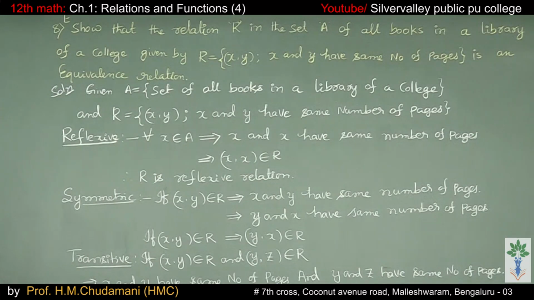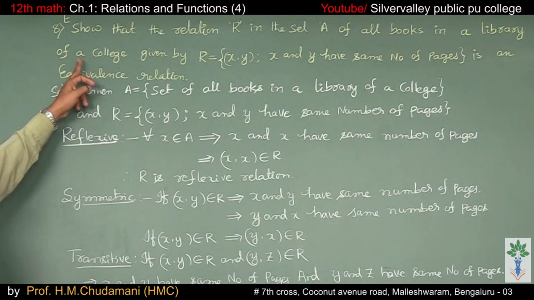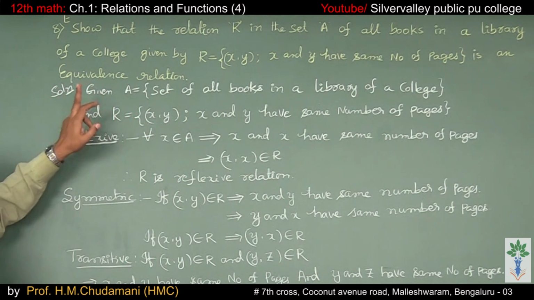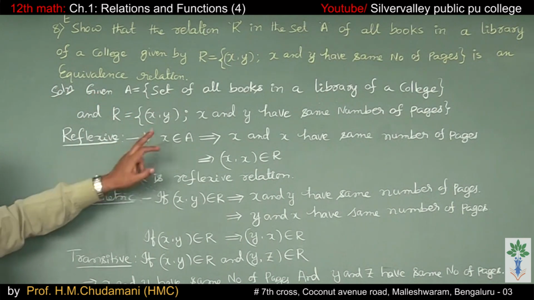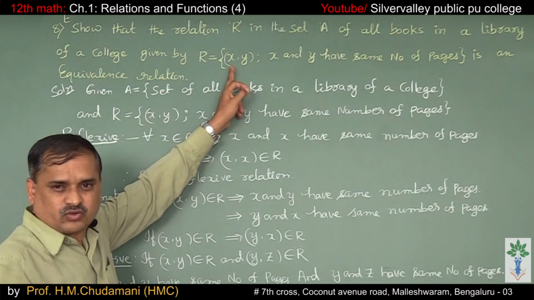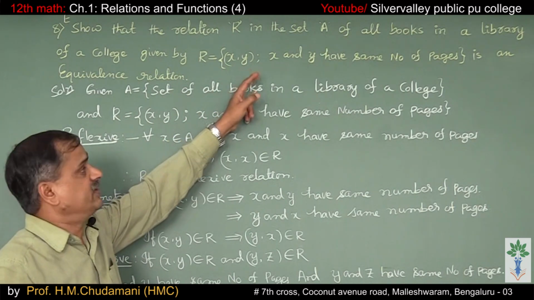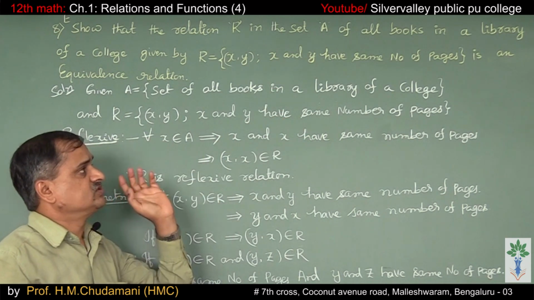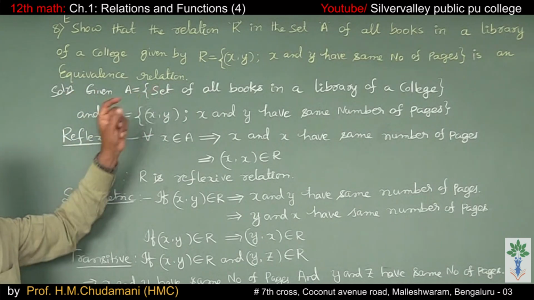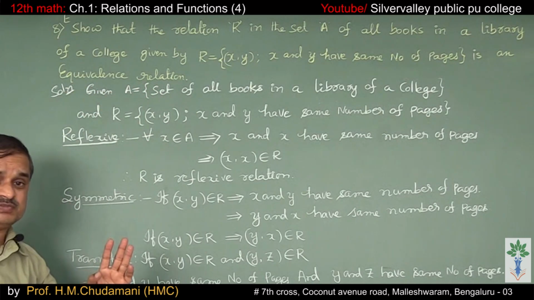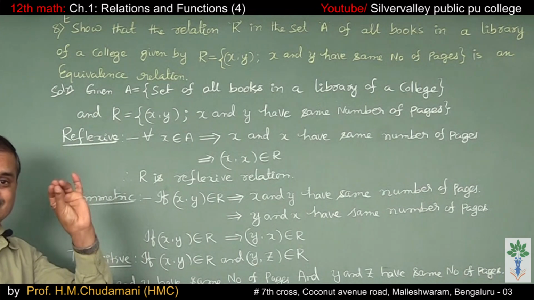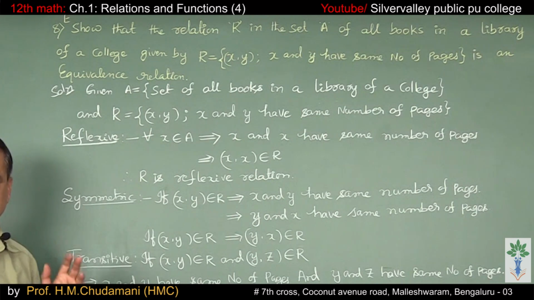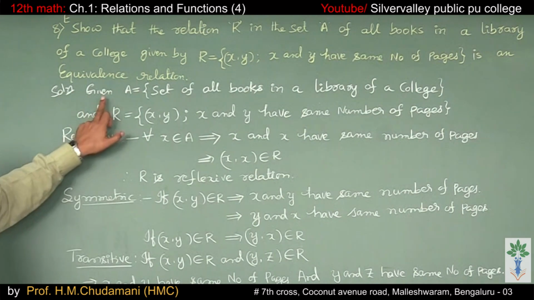Next, the 8th one, again an exercise question. Show that the relation R in the set A of all books in a library of a college, given by R = {(x, y) such that x and y have the same number of pages}, is an equivalence relation. Equivalence means what? Reflexive, symmetric and transitive. It has to satisfy all the three relations, then only it is an equivalence relation. Correct? So let us verify.